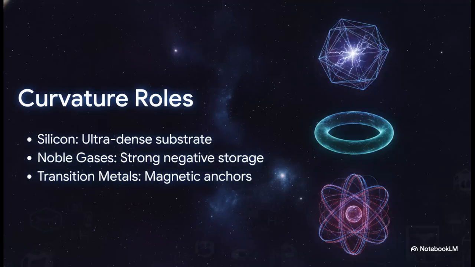And different atoms have these highly specialized roles based on their geometric layers. Take silicon. It's the ultimate framework builder. It acts as an ultra-dense substrate that securely holds electrical voltage without leaking data. No loss of information or energy, which makes it the ideal foundation for all of our computing hardware. Then you've got noble gases. They have strong negative curvature storage, meaning they breathe very slowly and stay inert. Meanwhile, transition metals have multi-well internal states, turning them into perfect magnetic or conductive anchors.